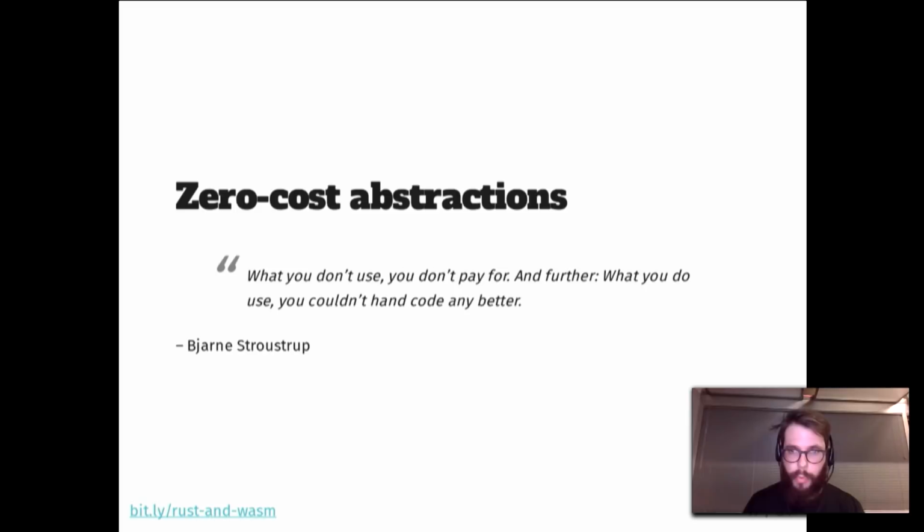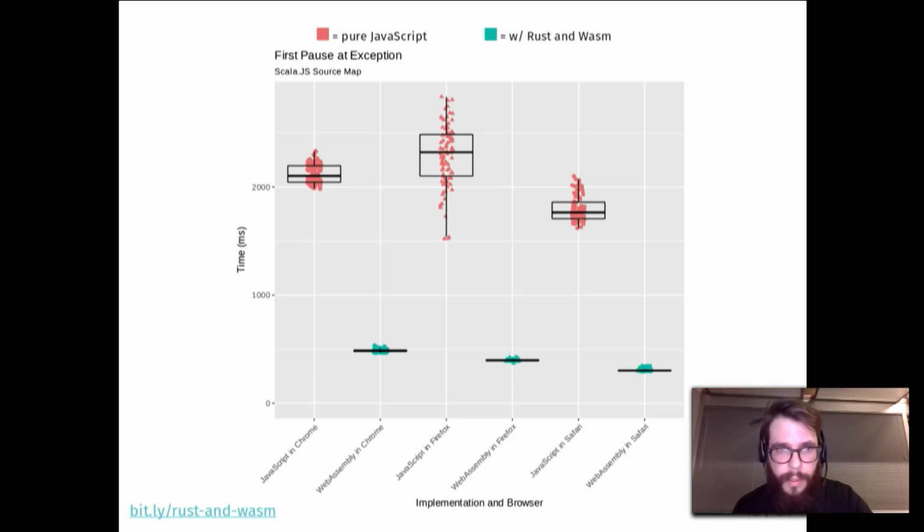And in fact, it all boils away to basically the same code that you would have written with a C style for loop. And sometimes it's even better because you can eliminate a bunch of bounds checks and stuff like that. And so, applying these to the source map library, we got some results like this.